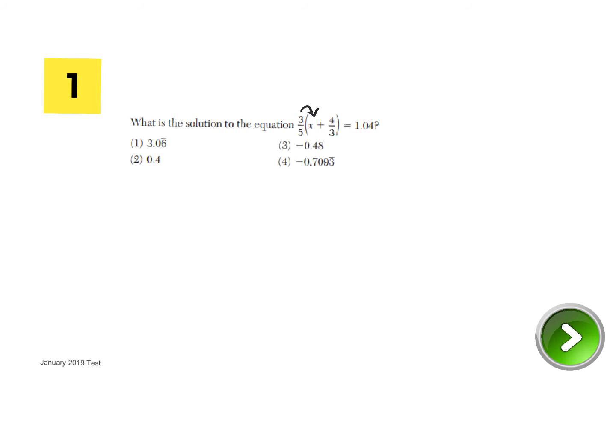So I'm going to say 3/5 x. I know 3/5 is 0.6, and then 3/5 times 4/3 gives me 12/15, and I know that really 3 goes into 12 4 times, 3 goes into 15 5 times, 4/5 is 8/10. So for me, I feel like that's faster than multiplying by anything else, and I end up with 1.04.